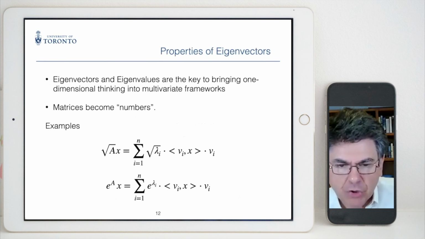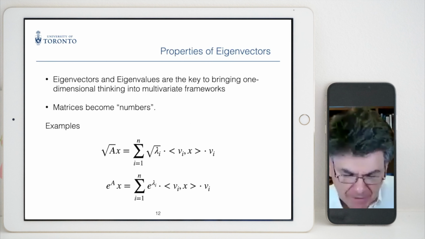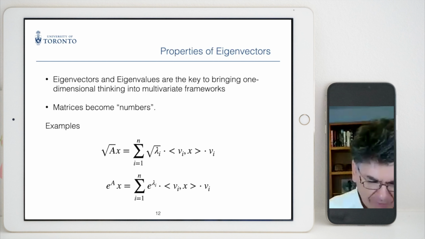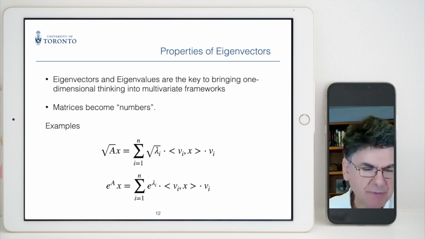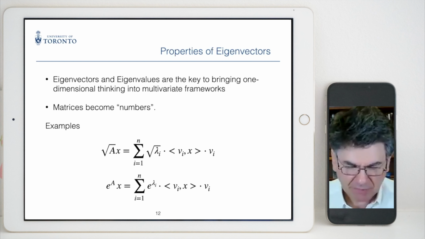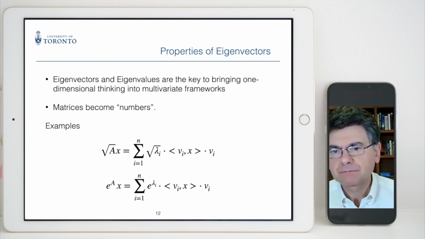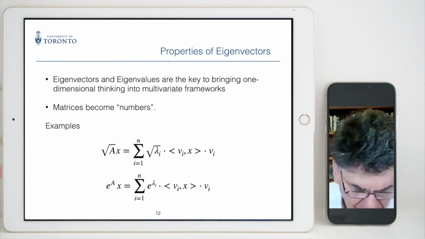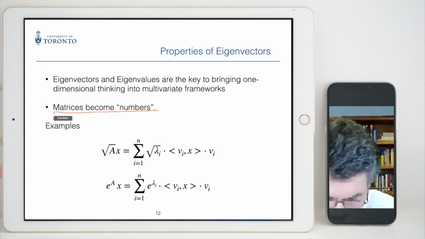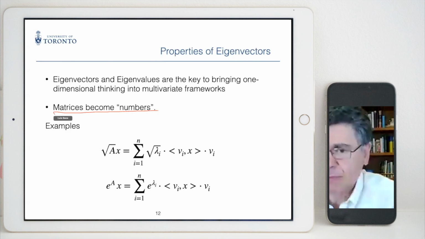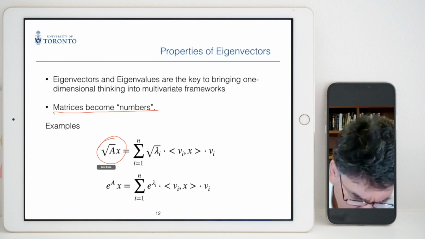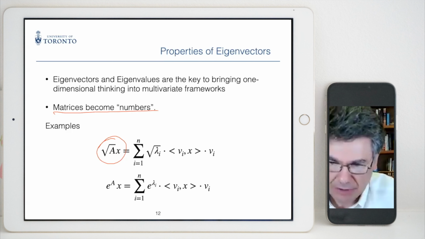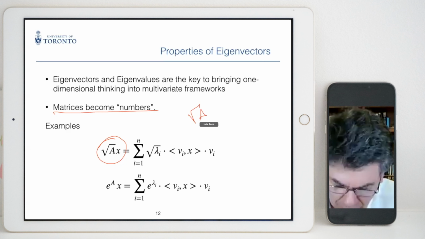So there are other consequences, other features of eigenvalues and eigenvectors, which is that from the perspective of eigenvalues and eigenvectors, matrices become numbers. Okay, so I have examples. I can take the square root of a matrix, which is going to be a new matrix. The square root of a matrix is another matrix.